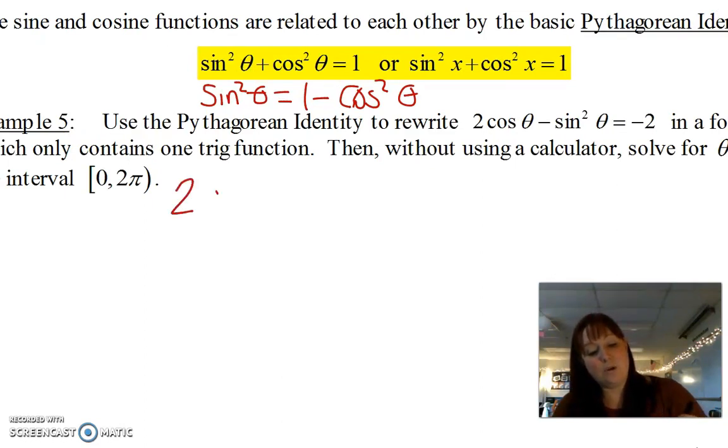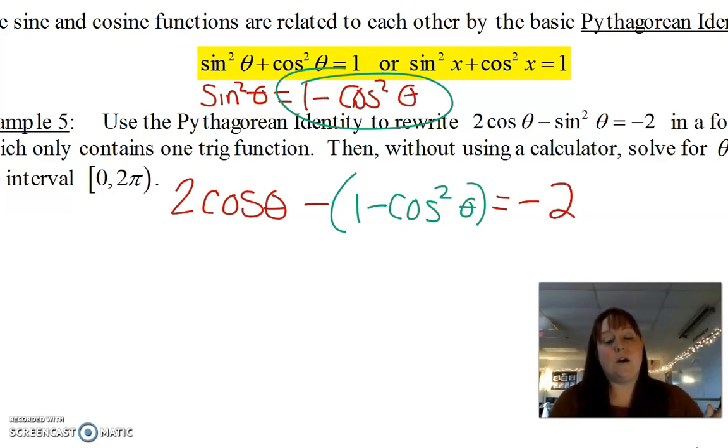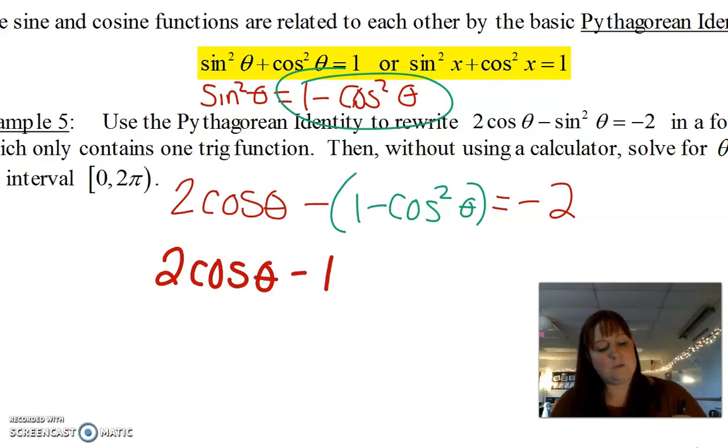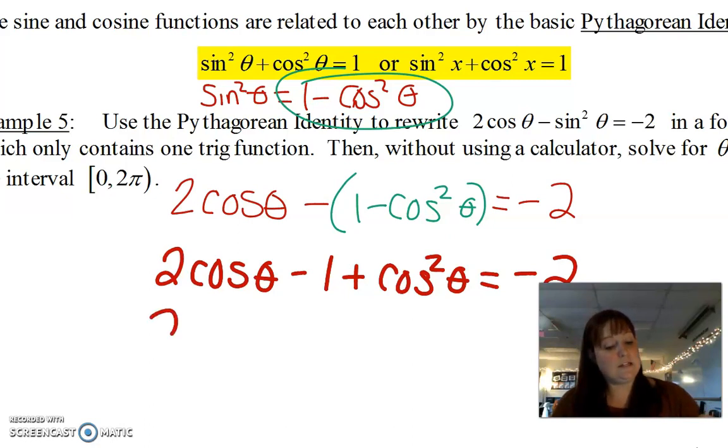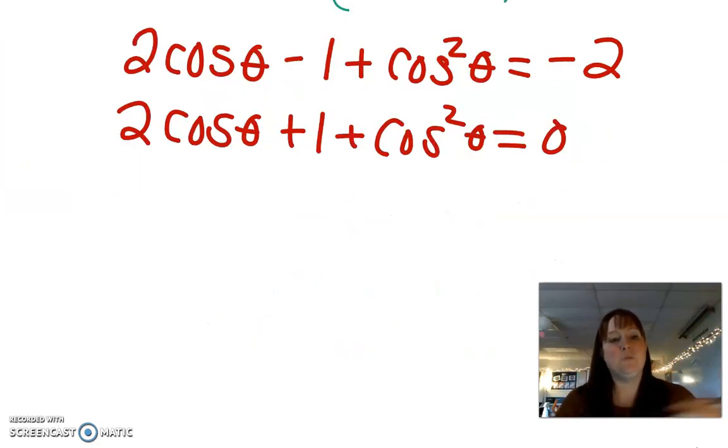So I have 2 cosine theta minus, and I'm going to replace sine squared with this, so I have 1 minus cosine squared theta equals negative 2. Okay, so then let's rearrange this. This is just 2 cosine theta minus 1 plus cosine squared theta equals negative 2. I add 2 to both sides, and I have 2 cosine theta plus 1 plus cosine squared theta equals 0. And then I noticed that, normally when we're writing polynomials, we write things with the squared in the front.